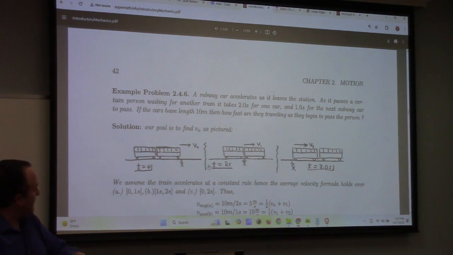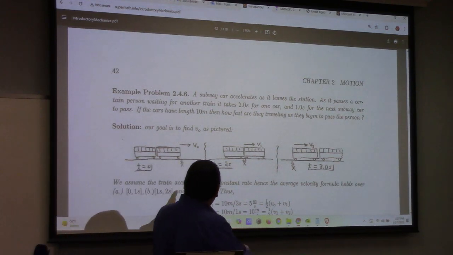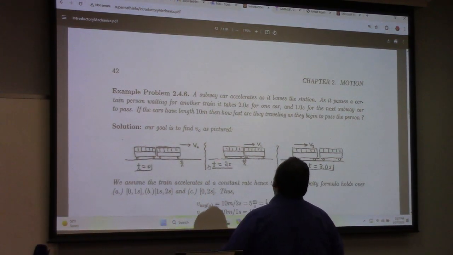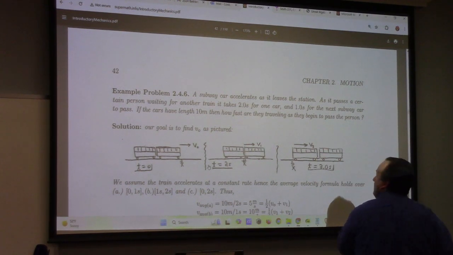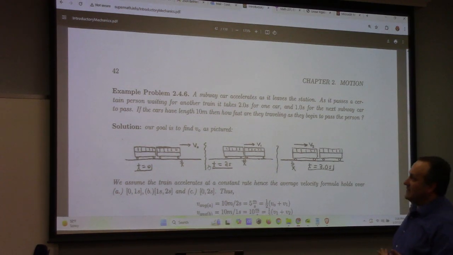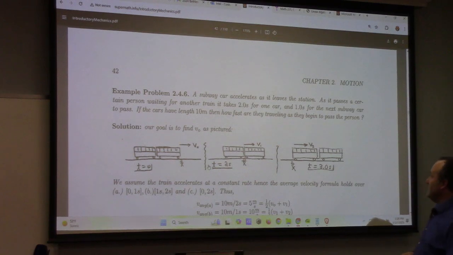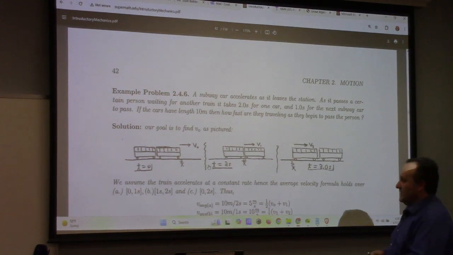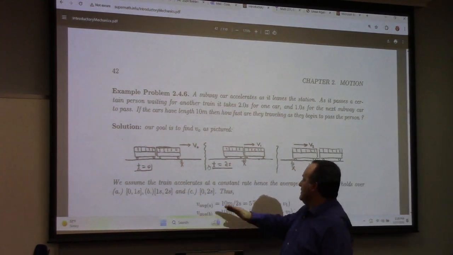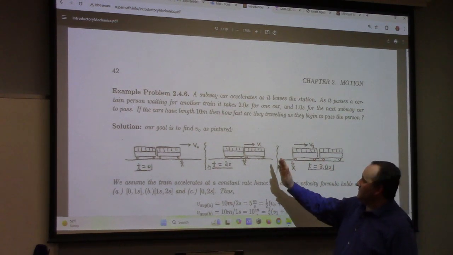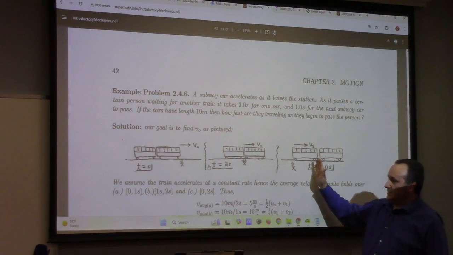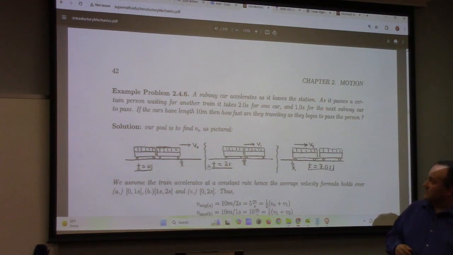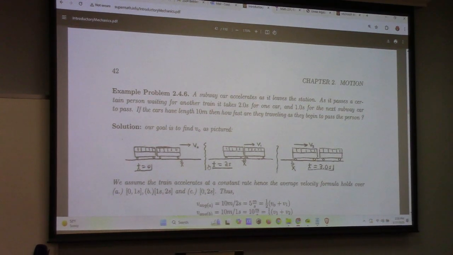Now, what are we told about it? As it passes a person, see this is the person right there, waiting for another train, it takes 2 seconds for one car, 1 second for the next subway car to pass. If the cars have length 10 meters, then how fast are they traveling as they begin to pass the person? So here's the situation. Time 0, like this. After 2 seconds, the first car has passed. After an additional second, the second car has passed, right?